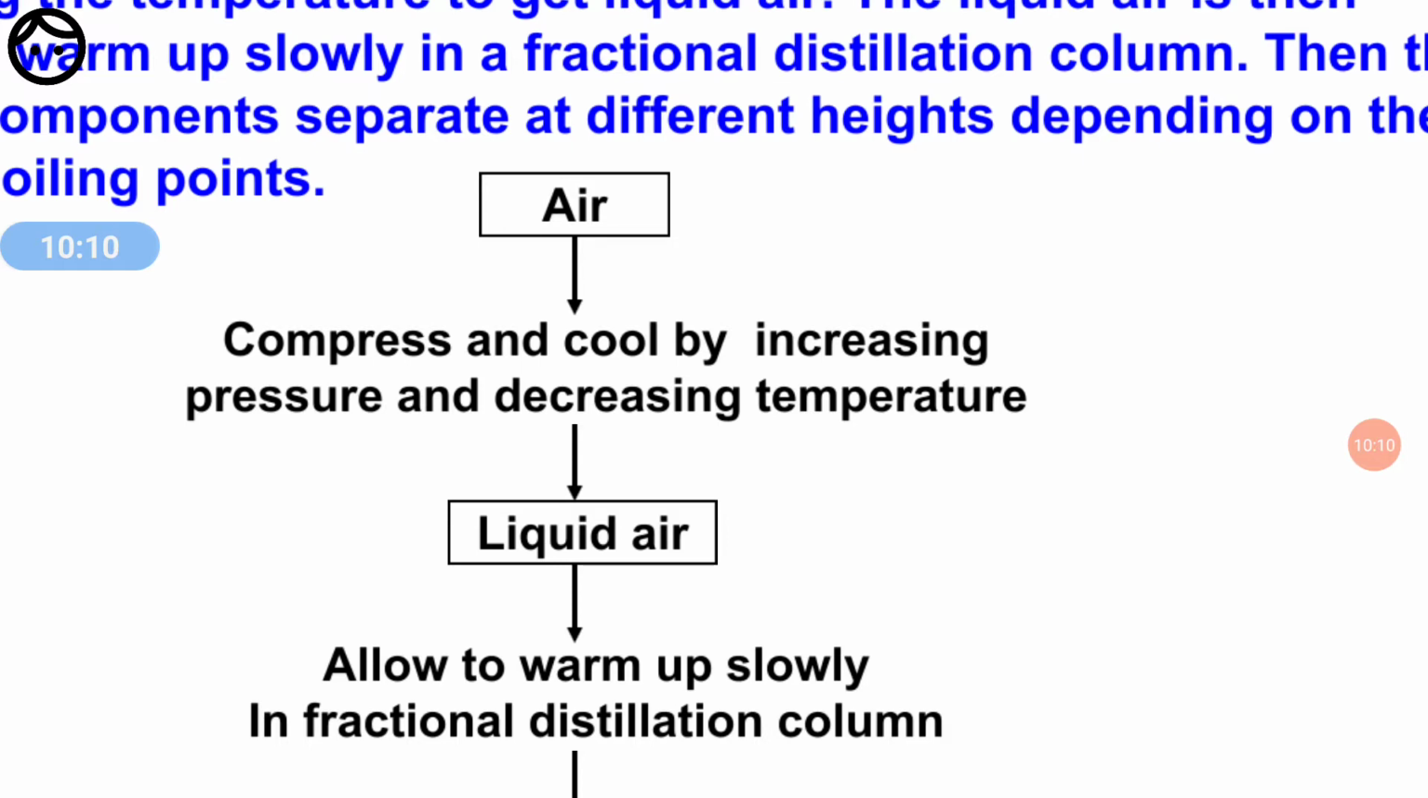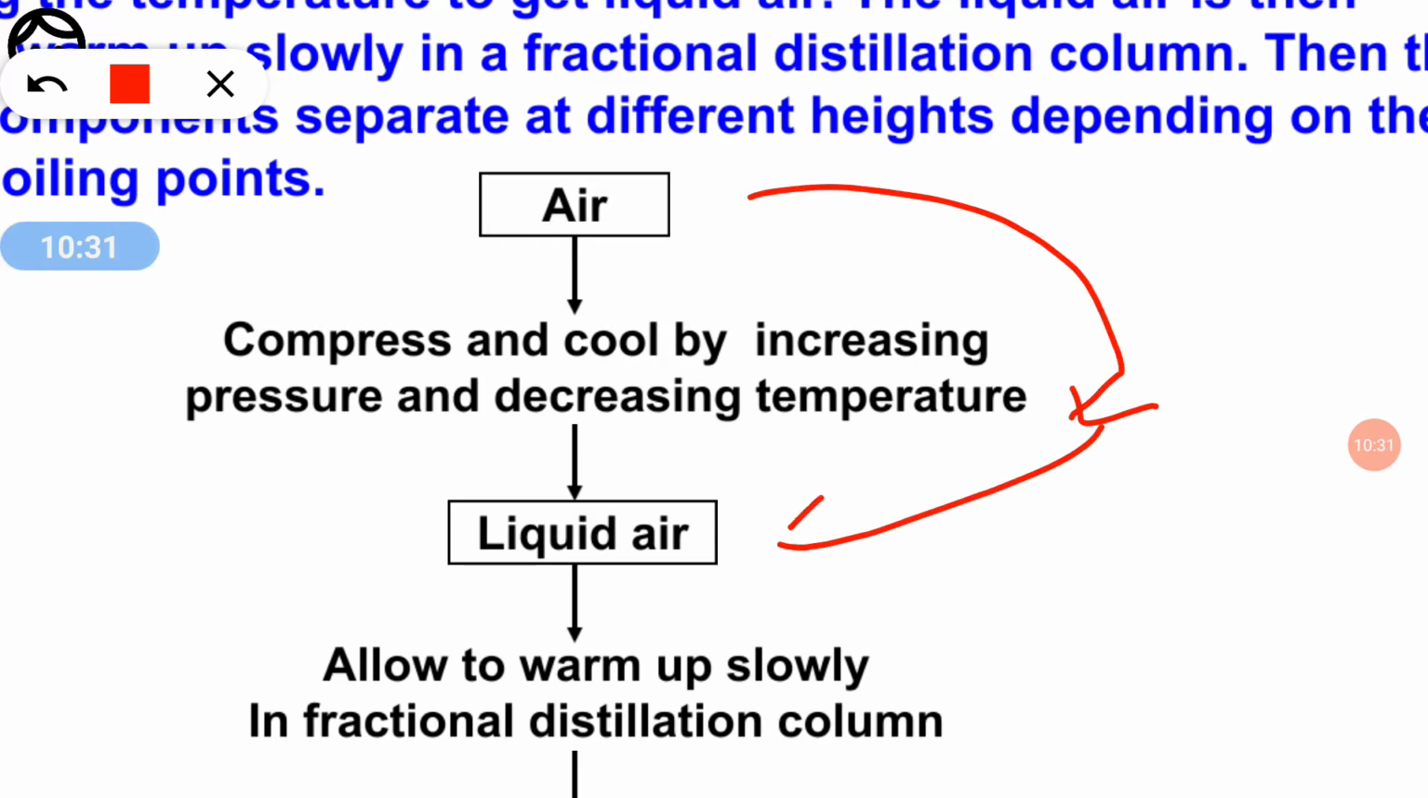By compressing, we also decrease the temperature of that air. When this air gets compressed and cooled by decreasing the temperature, it gets converted into liquid. Then this liquid is allowed to warm slowly.